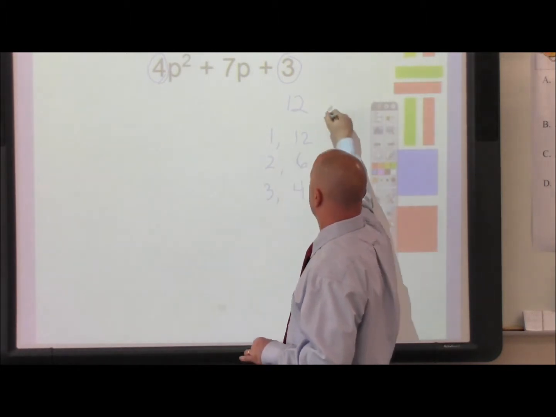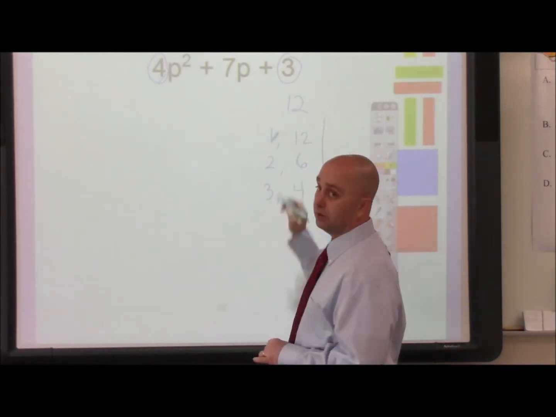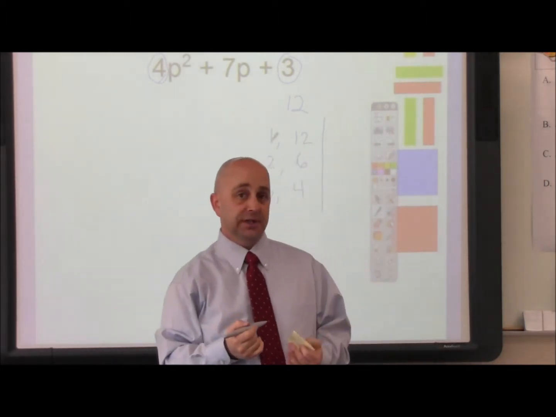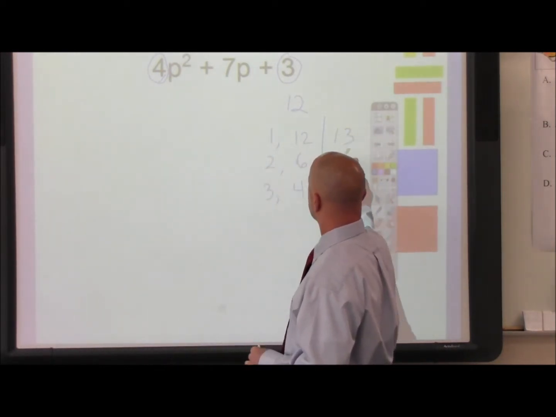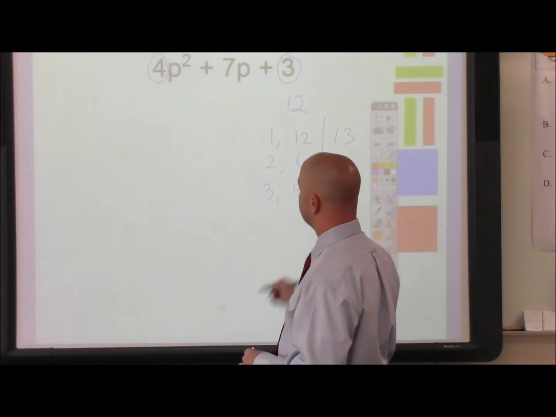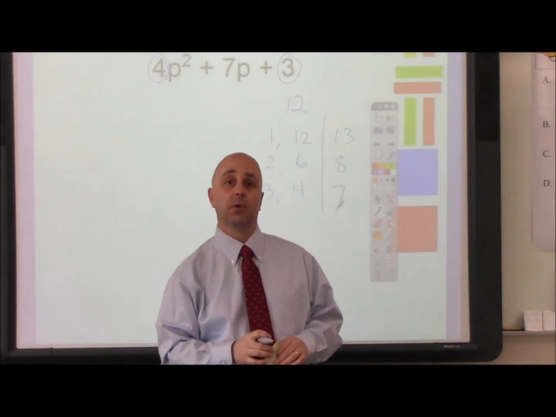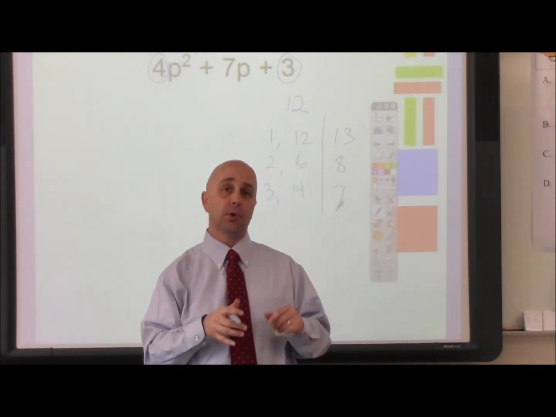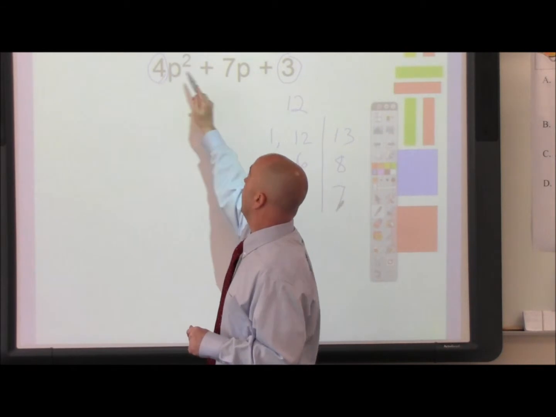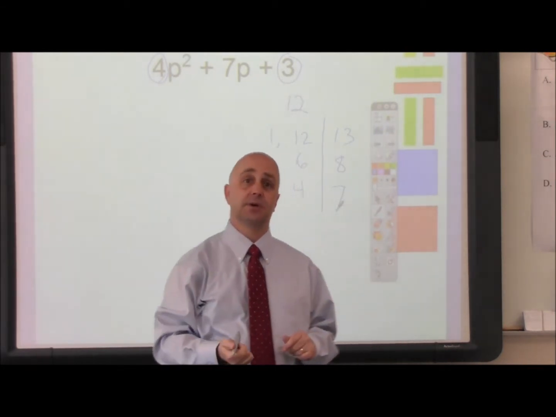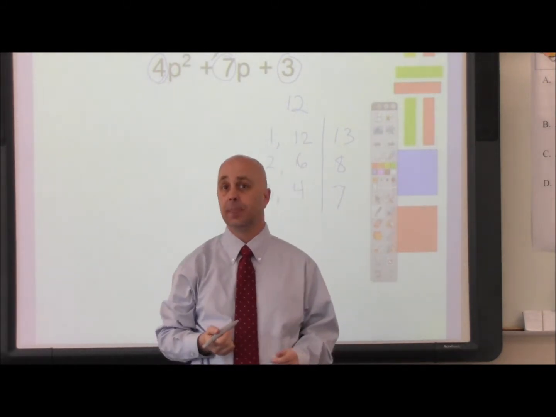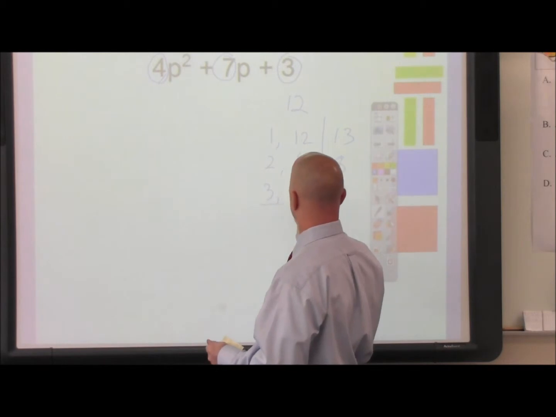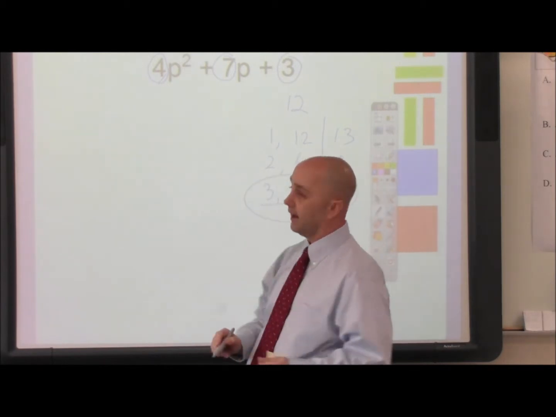So then what I'm going to do is over here, I'm going to add these two factors together, find their sum. This will make 13, this will make 8, and this will make 7. And what we're looking for is factors that multiply to the product of the first and last terms and add to the middle term. So we're looking for something that adds to 7. We found it right here, the factors of 3 and 4. So I'm just going to circle that.